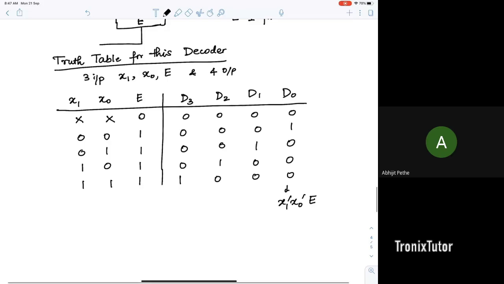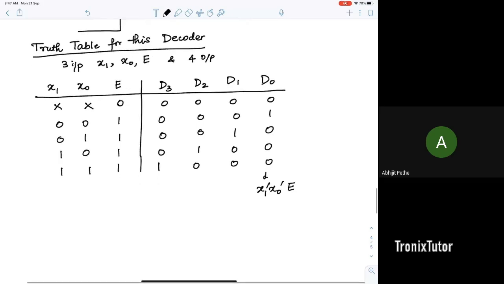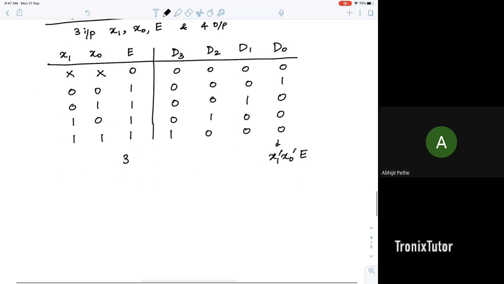Similarly, if you want to draw the circuit design for this, it will consist of 3 input AND gates, 4 of them. Because for each of the 4 outputs, you want an AND gate, and the AND gate will be of the min term times enable.